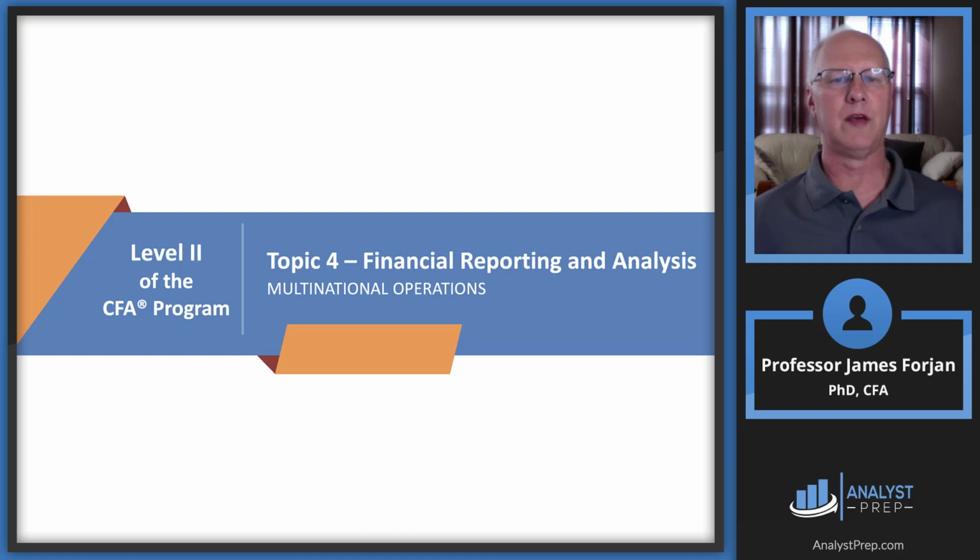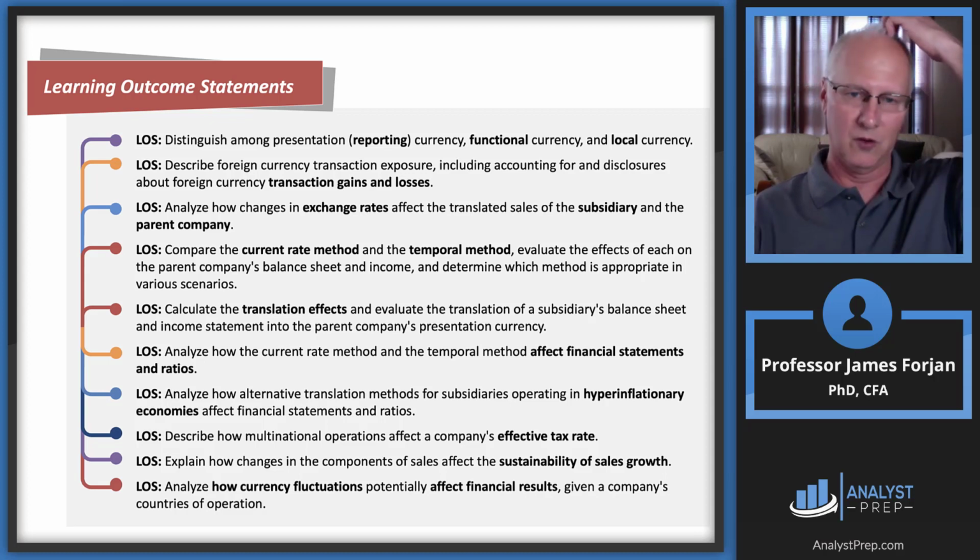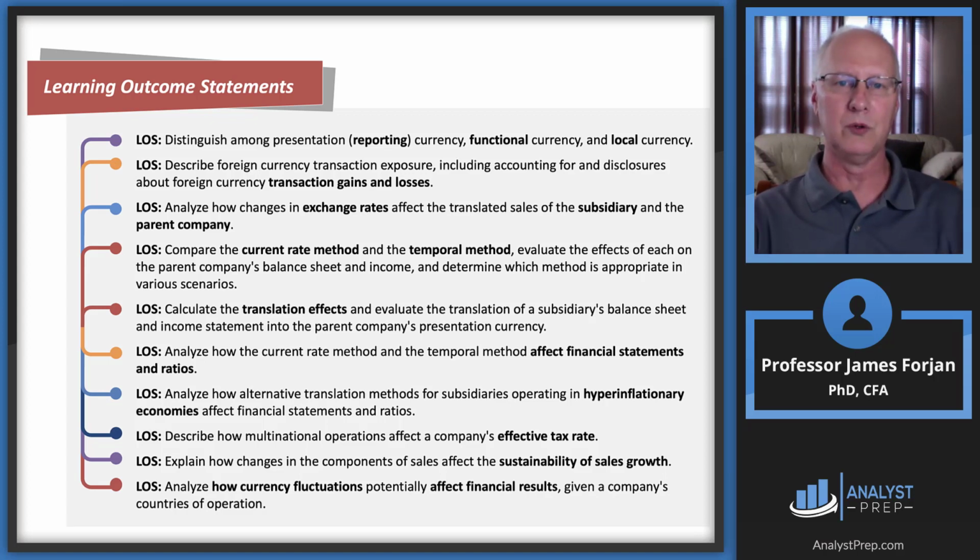This is level 2 of the CFA program, topic 4, financial reporting and analysis, and the reading on multinational operations. As you look through the learning outcome statements, I want you to think of two things. First of all, the CFA Institute is probably not asking us to be accountants. Rather, it is asking us to think like accountants so that we can use accounting data and accounting information too. And here's the second part of this. The CFA Institute clearly is asking us to think like financial analysts. So that's the second part, that we want to try to use accounting stuff so that we can become more effective and more efficient financial analysts.